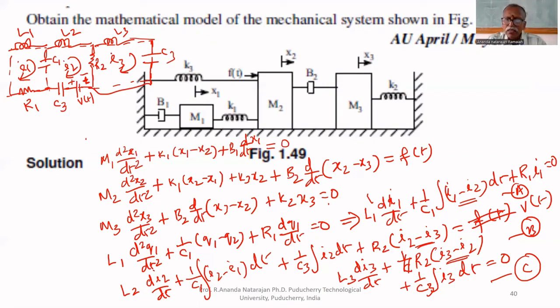See? C2 is in which equation? L3, R2, C2. Only 3 elements: mass, resistance, and so on. This is capacitance, this is inductance, this is capacitance, this is resistance. Only three elements.